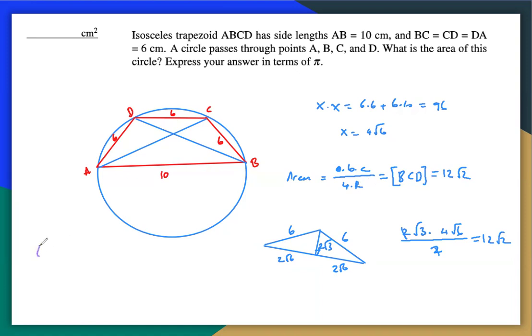So A is 6, B is 6, and C is 4 root 6, the three sides of the triangle, divided by 4 times the radius, and that should be equal to 12 root 2. I can cancel root 2 by root 6, which gives us root 3, and then 6 times 4 is 24, and I can cancel that with the 12 to get 2. Then you have 12 over 4, which is 3 root 3 as our radius. The question is asking for the area, which is pi r squared. If you square that, that's 27, so the answer is 27 pi.